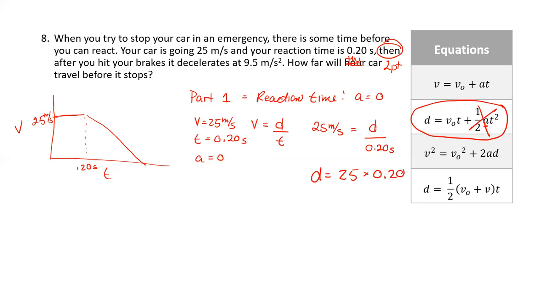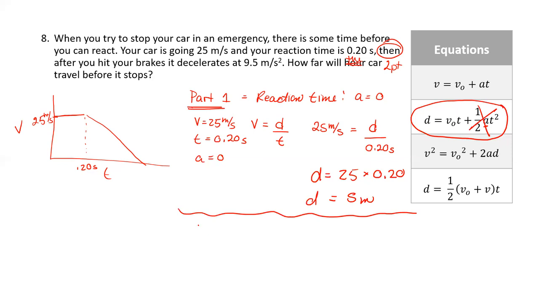You're not accelerating or decelerating there. It's one of those things that's implied from experience. So that's what makes this question a challenge question. So 25 times 0.2 leaves us with 5 meters. Okay? So that's our reaction time, part 1. This is the think time.